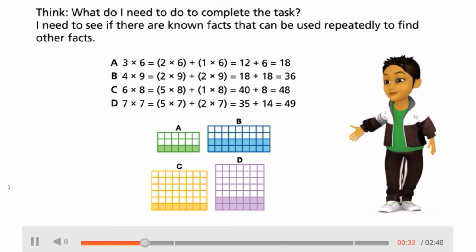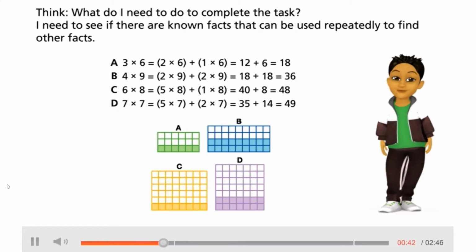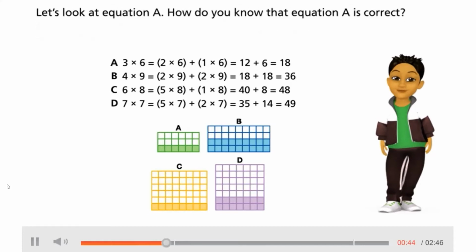Think. What do I need to do to complete the task? I need to see if there are known facts that can be used repeatedly to find other facts. Let's look at equation A. How do you know that equation A is correct?